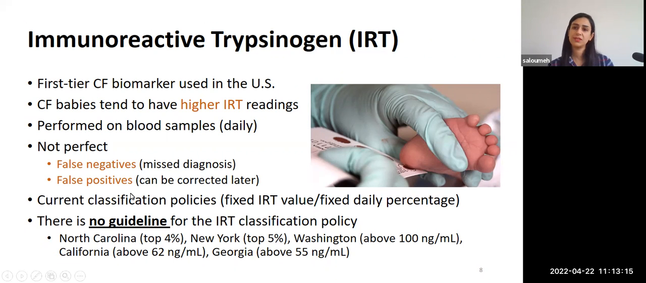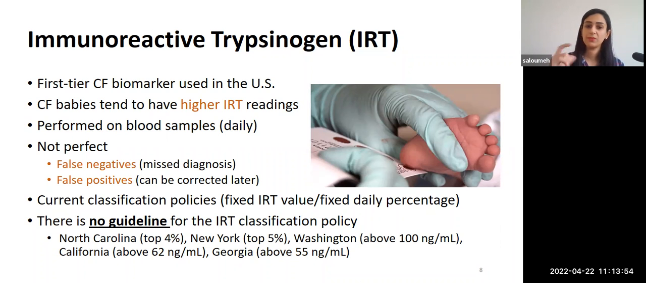So what are the current IRT classification policies? How do we classify newborns based on their IRT value as IRT positive or negative? There are two main classification policies in the United States these days: a fixed IRT value or a fixed daily percentage. Here I listed some examples of both. For example, California has a fixed IRT threshold of 62. It means that all newborns with IRT values above 62 will be classified as IRT positive and sent for further tests, and all newborns with IRT values of less than 62 will be test negative.